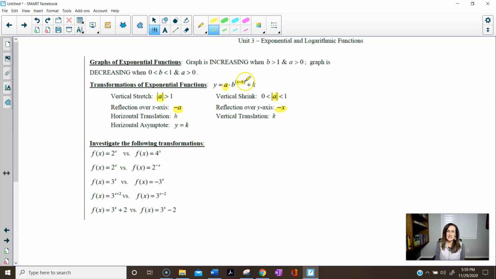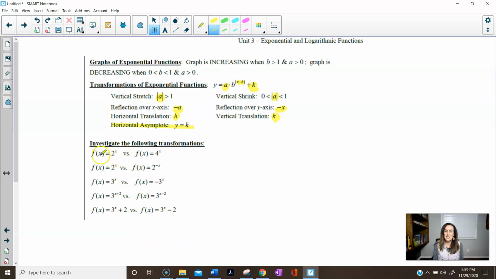Horizontal translation is this h up here in the exponent. Vertical translation is you add or subtract a number, which is k, and the asymptote is always going to be y equals k. So whatever you're adding or subtracting, that's going to be your asymptote as well as your vertical translation. So now what I want you to do is push pause on the video and then just go through and graph these and see what patterns you get.